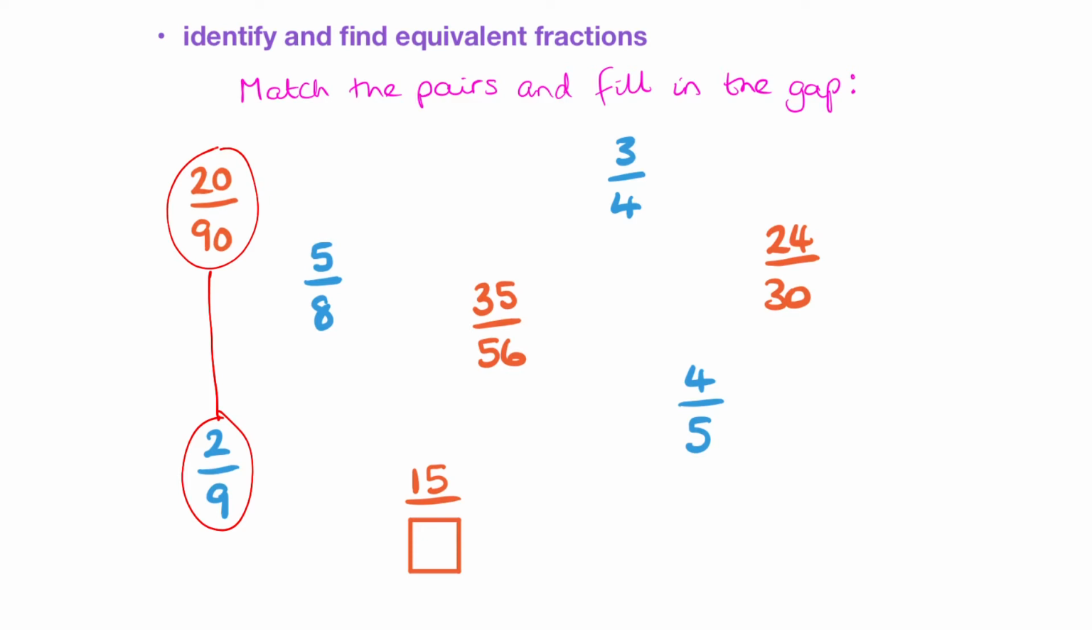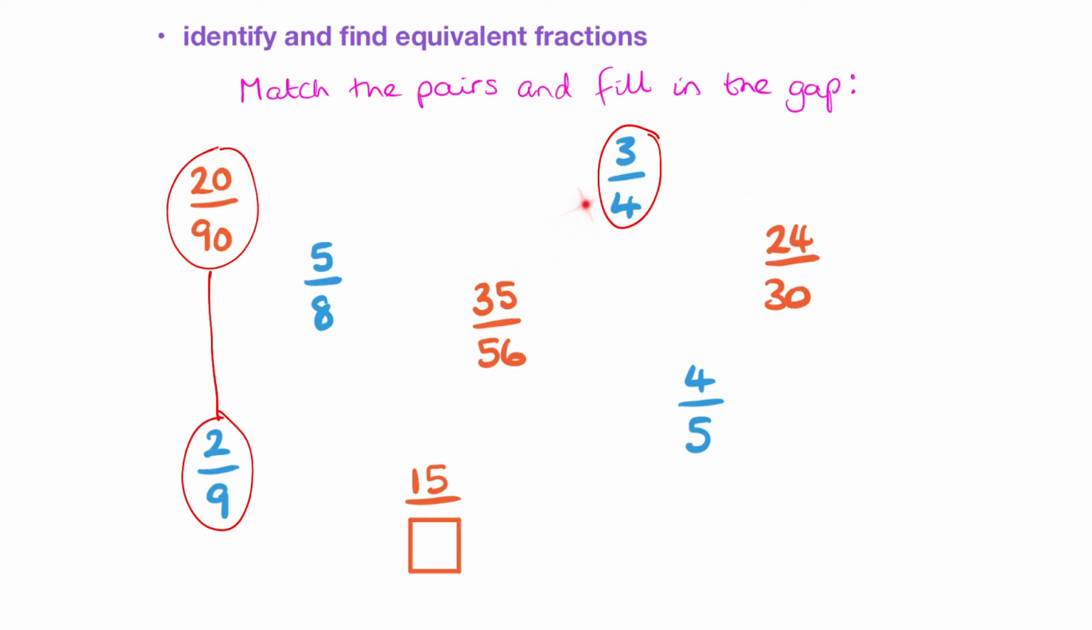3/4 next. Okay? So we want to find one of the orange ones where we can multiply 3 by a number to get the top, and multiply 4 by the same number to get the bottom. So let's have a look at 24/30 to start with, just because that's closest. So is 24 in the 3 times table? Yes, it is. And 3 times 8 is 24. 4 times 8 isn't 30 though, is it? 4 times 8 is 32. So we know it's not 24/30.